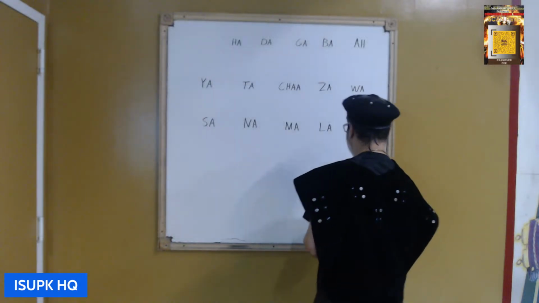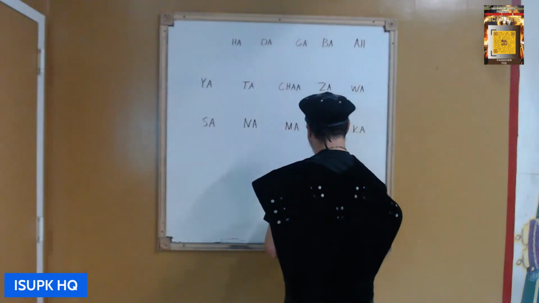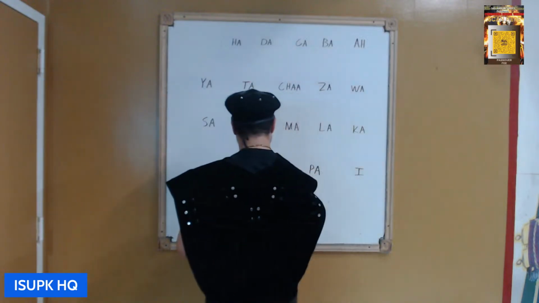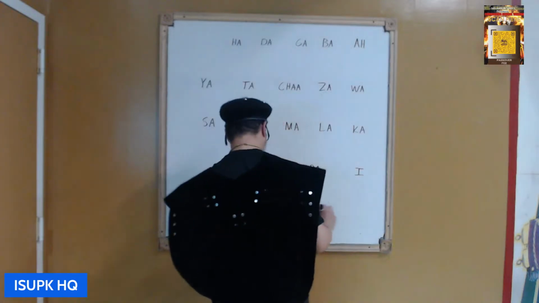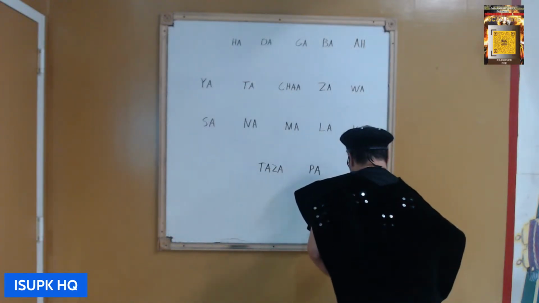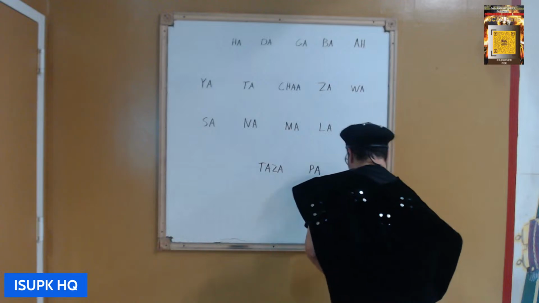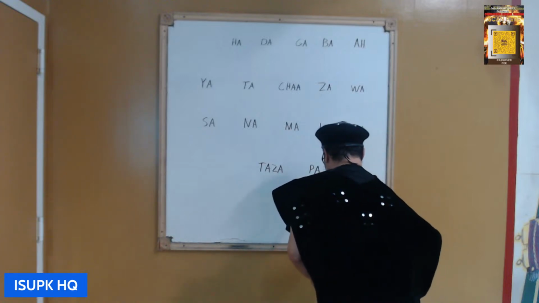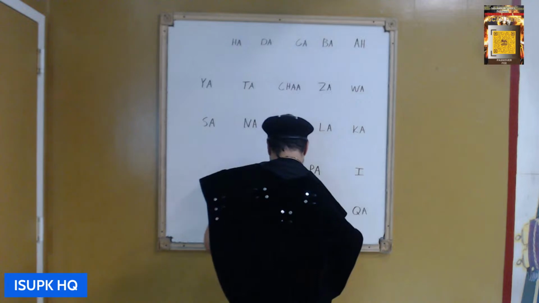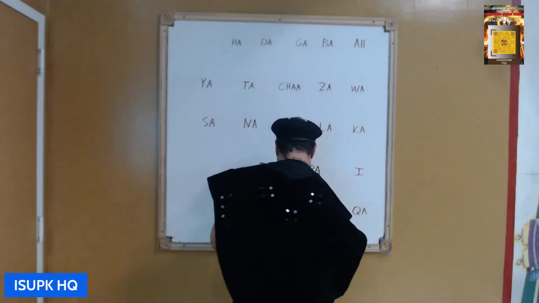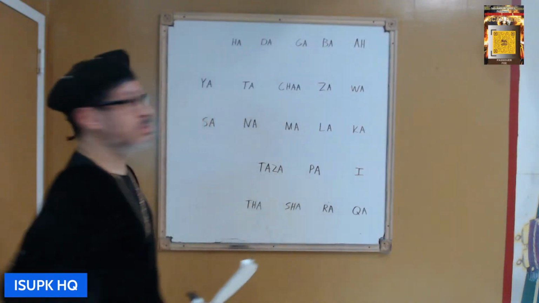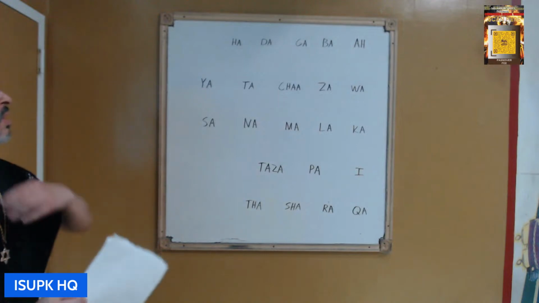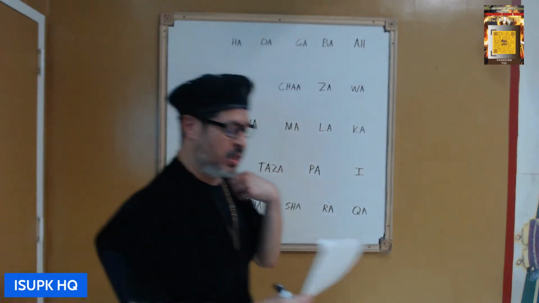I, Pa, Ta, Za, Kwa, Ra, Sha, and Tha. So that's the sounds in English.